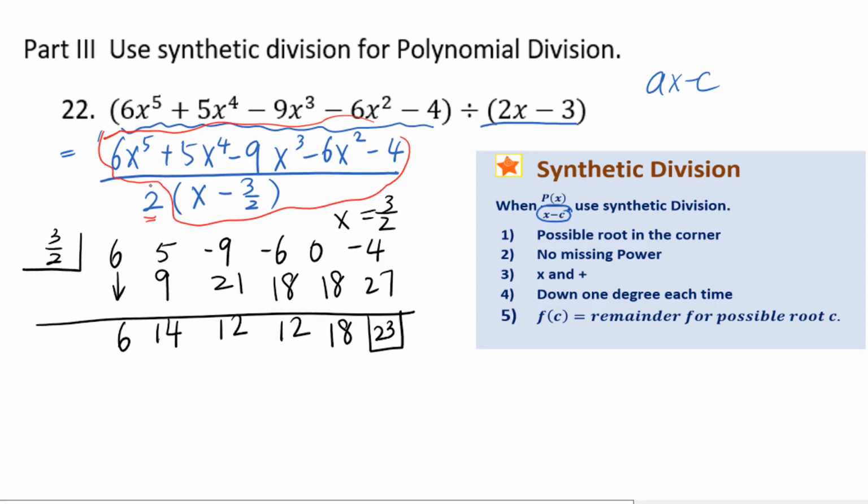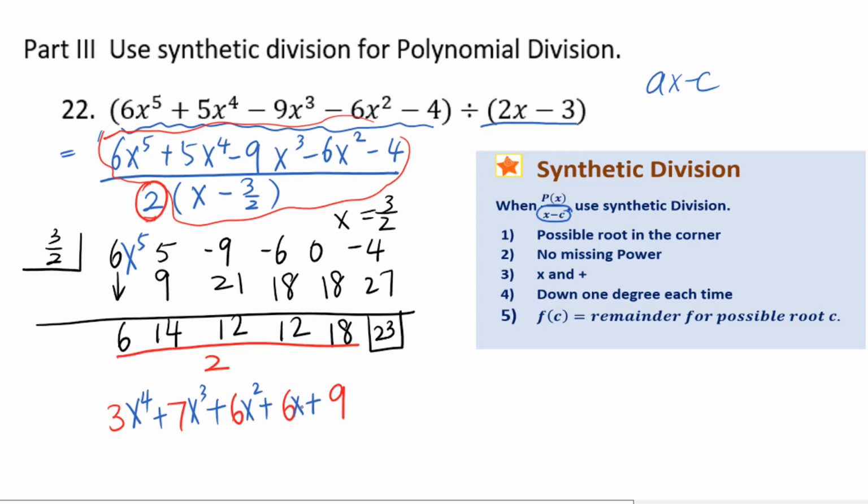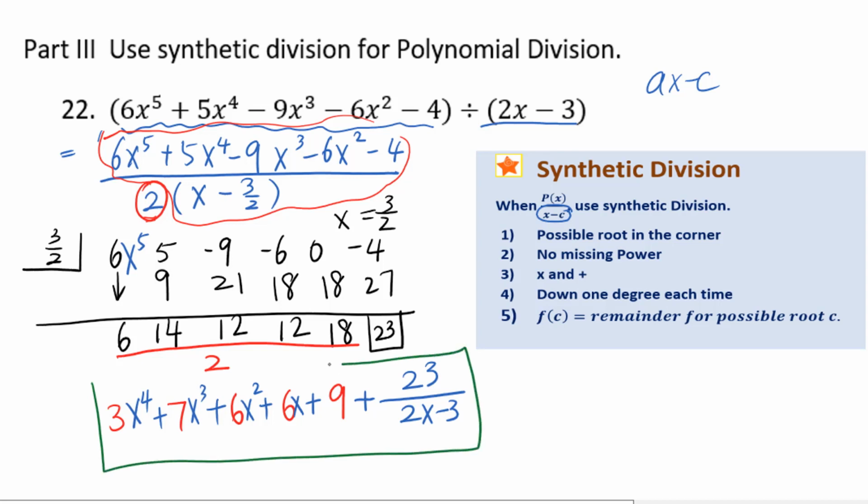But don't forget, you need to divide it by 2. The coefficients divided by 2. You will get 3, 7, 6, 9, 9. This is x to the 5th power. 1 degree down, x to the 4th, x 3rd, x squared, x plus 9. Then plus 23 over 2x minus 3. This will be the solution to this polynomial division.